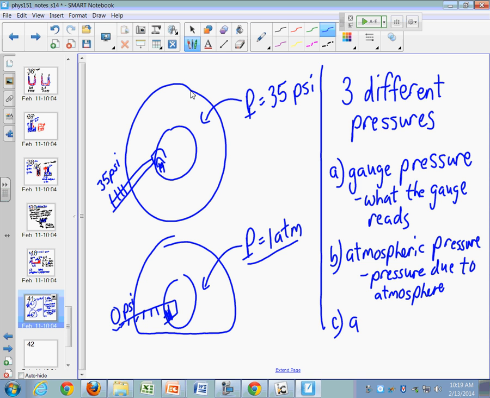And then the next pressure is absolute pressure. Absolute pressure is the sum of gauge and atmospheric pressure. So the sum of number 1 and number 2. We'll talk about these next time, but for example, this pressure is which of these 3? This is my gauge pressure. And if I were to actually know the absolute pressure, it would be 1 atmosphere plus the 35 psi. So the absolute pressure here in this tire is more than 35.